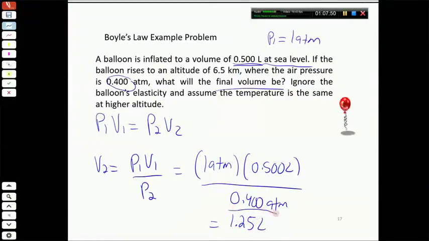Okay, so the volume of the balloon expands when the pressure of the atmosphere around it is lower. All right, so pressure and volume are inversely related. This is the equation, and it's relatively simple to set up and solve. And this is what we would call Boyle's law.